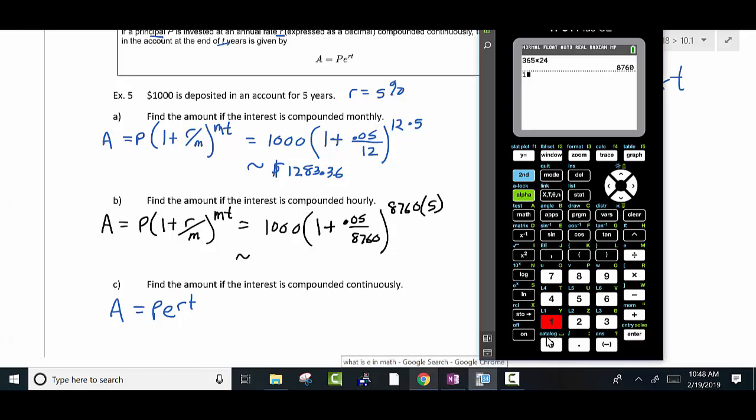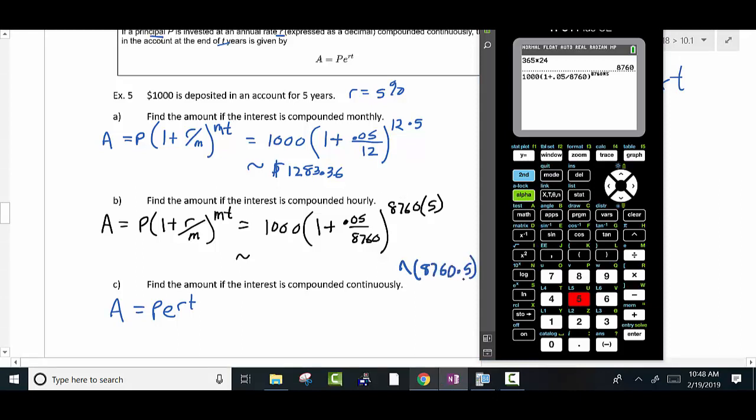So we'll go 1,000, and then we'll go times 1 plus 0.05 divided by 8760, and then raised to the, like this. Now, those of you who got an 84, you can just do 8760 times 5. If you have an older one like an 83, you have to put it in parentheses after the caret, 8760 times 5.